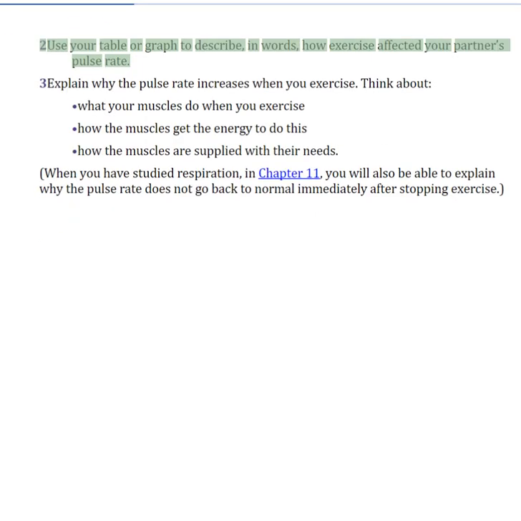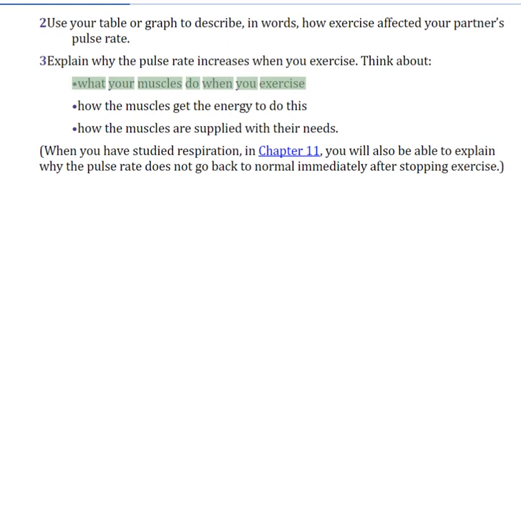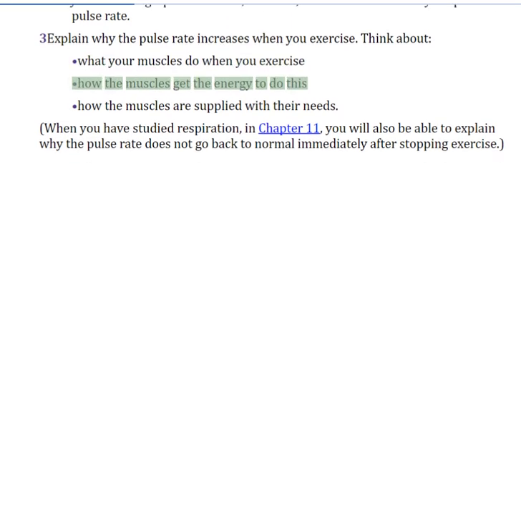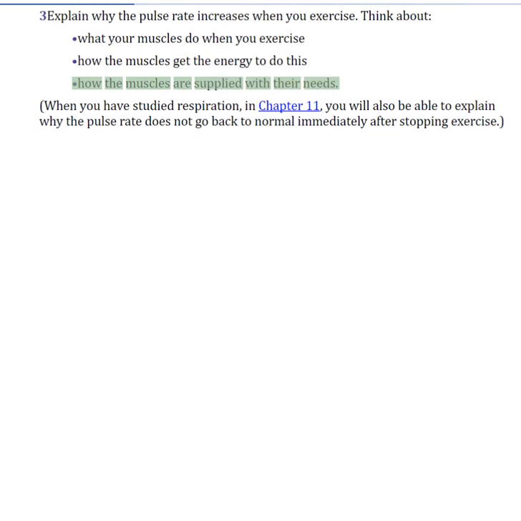2. Use your table or graph to describe, in words, how exercise affected your partner's pulse rate. 3. Explain why the pulse rate increases when you exercise. Think about what your muscles do when you exercise. How the muscles get the energy to do this. How the muscles are supplied with their needs.